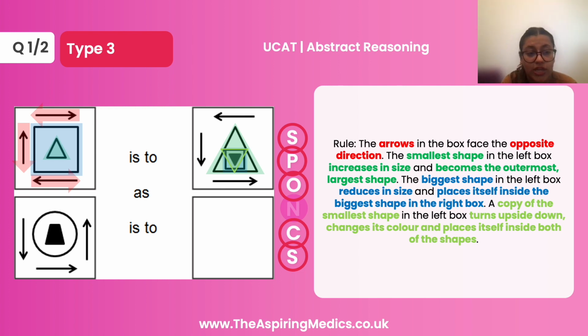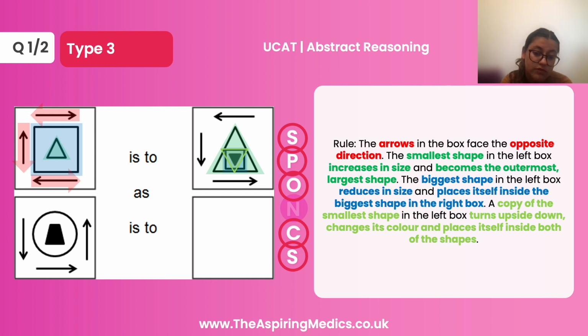The smallest shape in the left box, which is a triangle, then becomes the biggest shape in the right box and also the outermost shape. The biggest shape in the left box, which is the square in this case, then becomes smaller and is in the middle of the box to the right. And finally, the shape which was in the middle on the left box again stays on the inside but flips and changes color. So those are all the rules that we've come across.